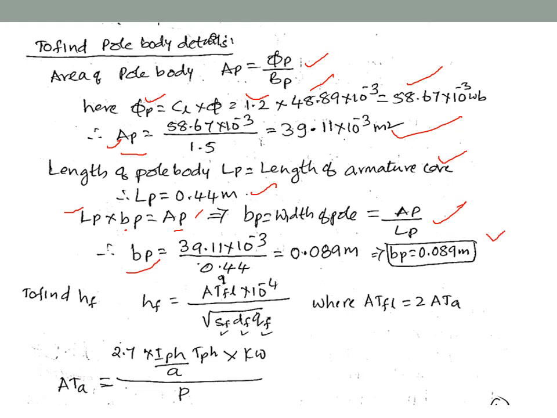Now to find HF, it is ATFL into 10 raised to minus 4 divided by root of SF, DF, QF. This we know, all given. ATFL we don't know, so we should find out ATFL. ATFL is equal to 2 times ATA. ATA can be found using this equation: 2.7 IPH by A, TPH, kW by P. We don't know IPH, so again we have to find IPH. Substitute here to find ATA. Once you find ATA, then calculate ATFL, substitute here, and you can find HF.